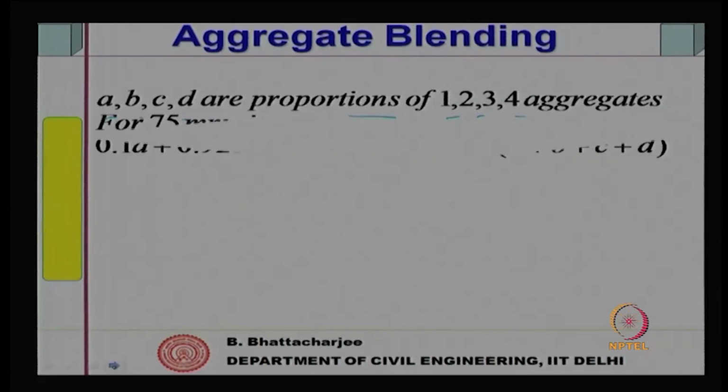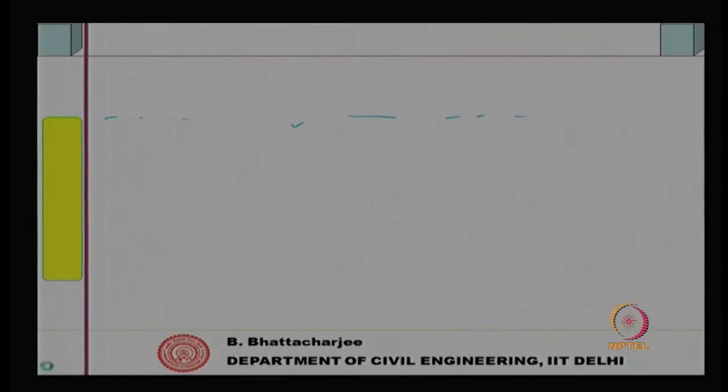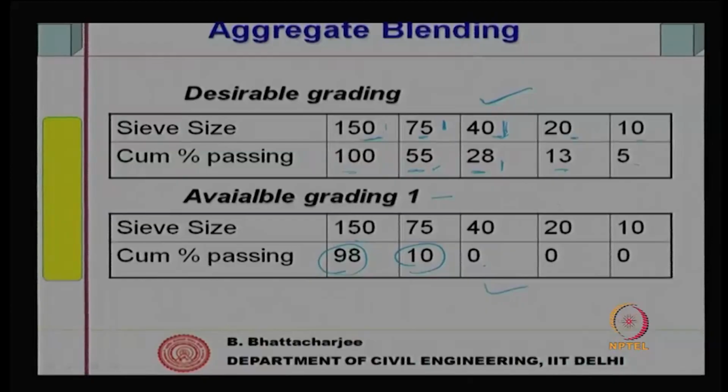So, basically, I must find the proportion of each one. Let us say A, B, C, D are the proportions of aggregates 1, 2, 3, 4. Then at 75 mm size, if you look at the first one, only 10% passes the 75 mm sieve. So, if I take A amount of aggregate 1, A multiplied by 0.1 will be the quantity of 75 mm material available to me.